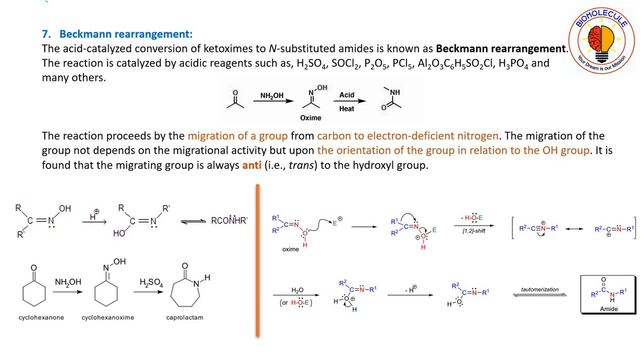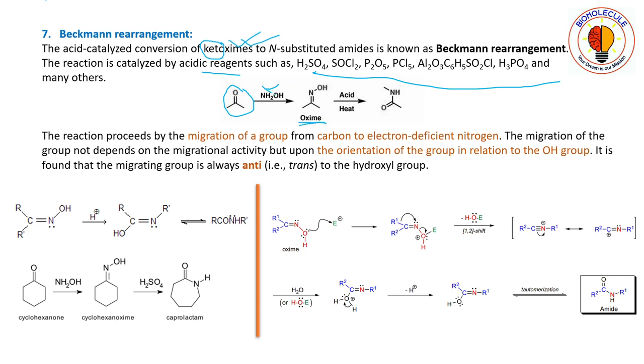Now Beckmann rearrangement. The acid catalyzed conversion of ketoxime to N-substituted amide is known as Beckmann rearrangement. The reaction is catalyzed by acidic reagents. So these are the acidic reagents which will catalyze the reaction. So now what is ketoxime? So you treat any carbonyl compound, that is here you have to treat for ketoxime. Okay, we have to treat keto compound with hydroxylamine. What you will get? An oxime. Since it is a keto group, so it will be a ketoxime.